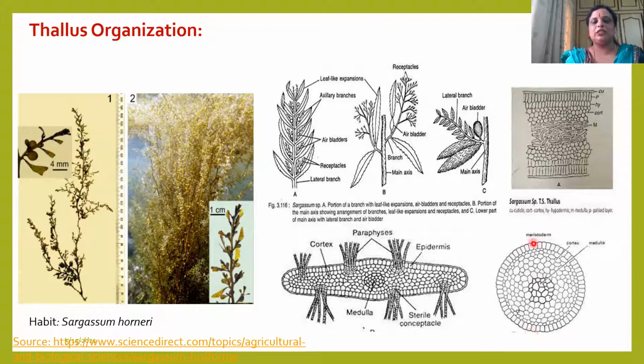If you see the transverse section of the central axis or the main axis, again you can find barrel-shaped cells in the outermost layer, that is called the meristoderm, and you can find the cortical layer, and in the center there is a medulla, and they are thick walled. If you see the anatomy of this particular algae, you could see the division of labor, that is, each cell performs a different function. For example, in the lateral, that is the leaf-like structure, there are elongated cells which we could compare with the palisade parenchyma of an angiosperm plant.